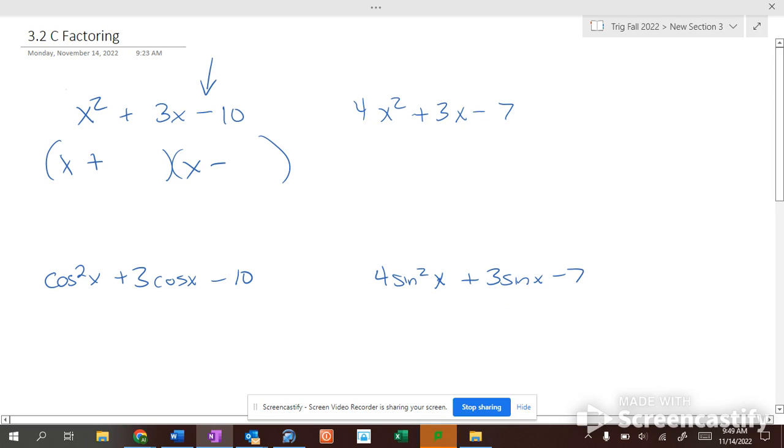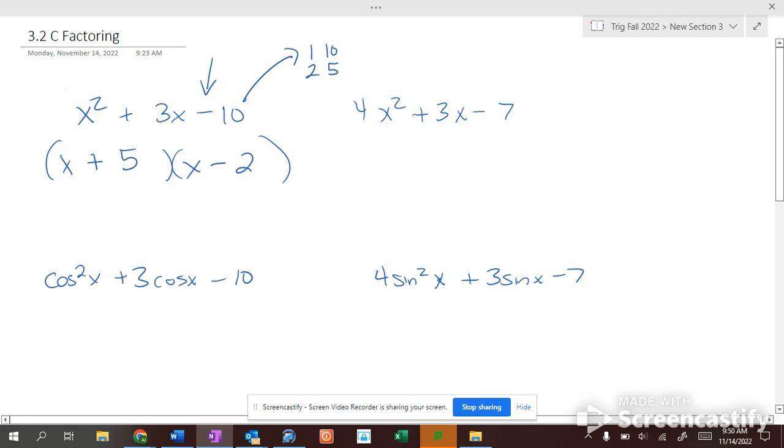Okay? And then we need to know the factors of 10. Well, the factors of 10 are 1 and 10 or 2 and 5. Which set of these have opposite signs that would sum to a positive 3? 2 and 5. A positive 5 and a negative 2 add up to 3, right?